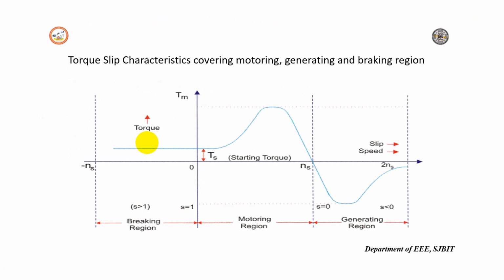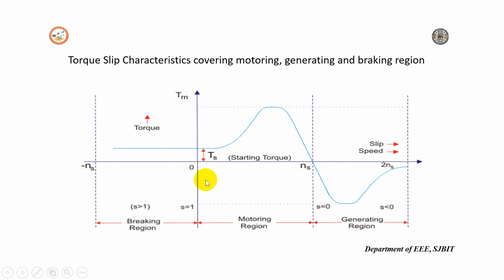Now coming to the torque slip characteristics covering motoring, generating and braking regions. Observe this, we have three regions: one is the braking region, one is the motoring region, and one is the generating region. In the motoring region, the slip is always between 0 and 1. If the slip is less than 0, it enters into the generating action, and if the slip is greater than 1, it enters into the braking region. So always the three phase induction motor operates in this region, that is the slip varying from 0 to 1.